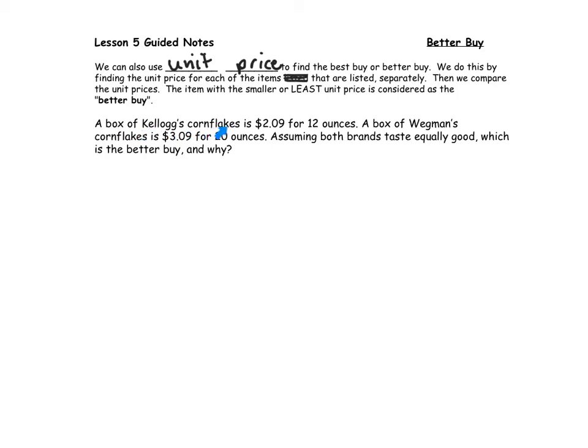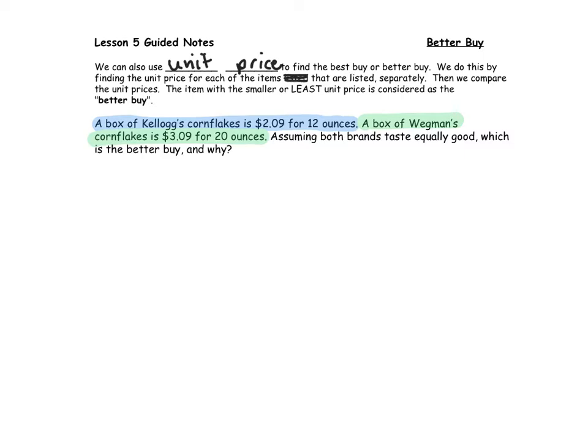A box of Kellogg's Corn Flakes is $2.09 for a 12-ounce box. A box of Wegmans Corn Flakes is $3.09 for a 20-ounce box. Assuming both brands taste equally good, which is a better buy and why? So we're going to start by highlighting some important information. And first they listed that a box of Kellogg's Corn Flakes was $2.09 for 12 ounces. Then they mentioned a box of Wegmans Corn Flakes was $3.09 for 20 ounces. So they want to know the better buy.